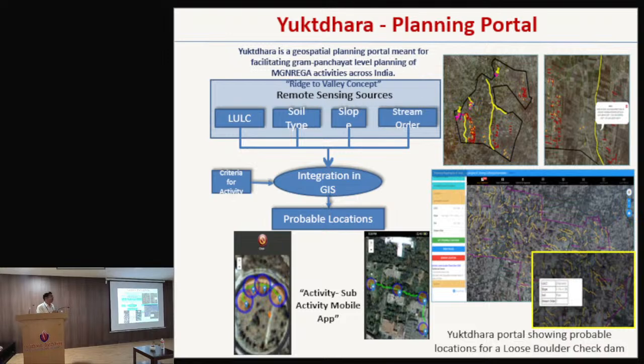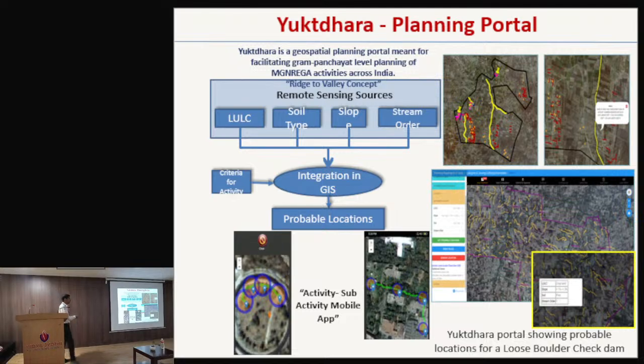And where is this intelligence? What is that intelligence word? That intelligence word is nothing but your criteria for that activity. There you are applying a probable location for all these particular activities. This is the typical example I just want to highlight here.